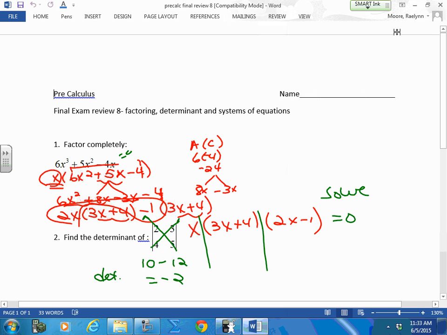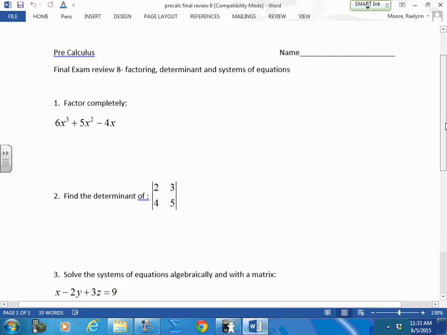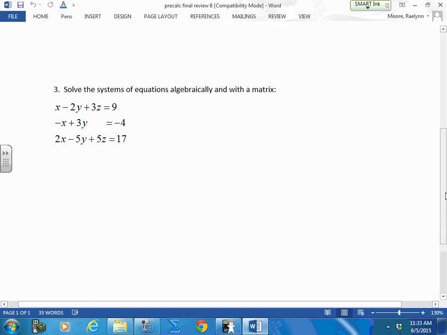All right. And the next one, systems of equations. I want you to solve it algebraically, and I want you to solve it with your matrix. So for every variable that we have to solve for, we need an extra equation. So one equation, one variable. Two equations, two variables. Three variables, I need three equations.